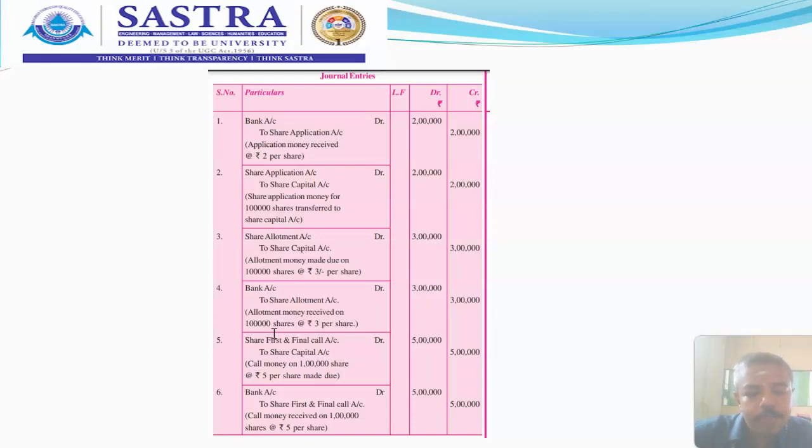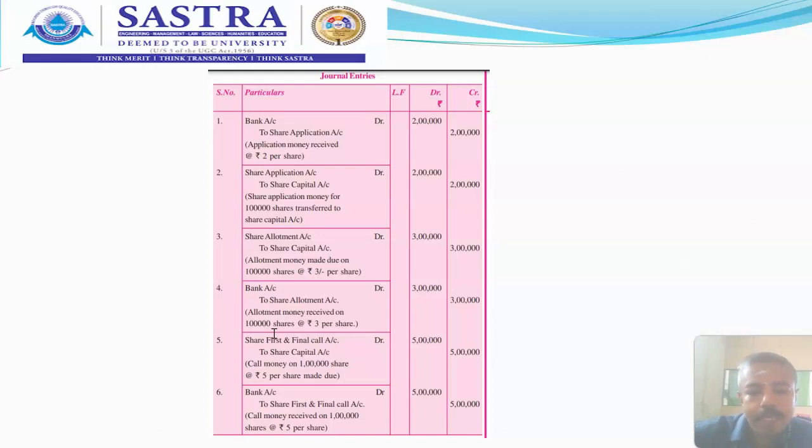So you have received 2 lakhs rupees on application, rupees 3 lakhs on allotment, and rupees 5 lakhs on first and final call. So totally, in the bank account, the debit balance brought down should be 10 lakhs. So please make a note, when you post all the journal entries into the form of ledger and when you balance, you will get 10 lakhs.